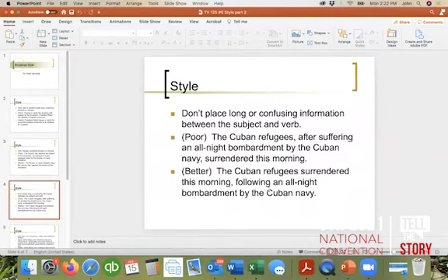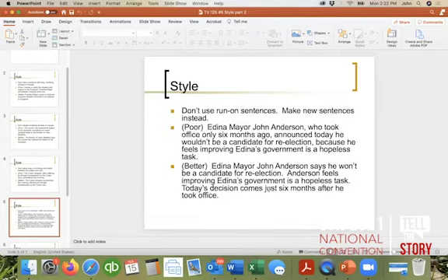Don't place long or confusing information between the subject and verb. Cuban refugees, after suffering an all-night bombardment by the Cuban Navy, surrendered this morning. Well, that's hard to read. The Cuban refugees surrendered this morning following an all-night bombardment by the Navy. Same thing. Just a lot fewer words, direct to the point, and active.